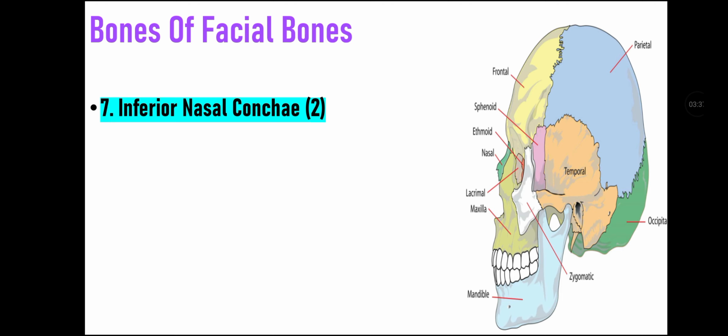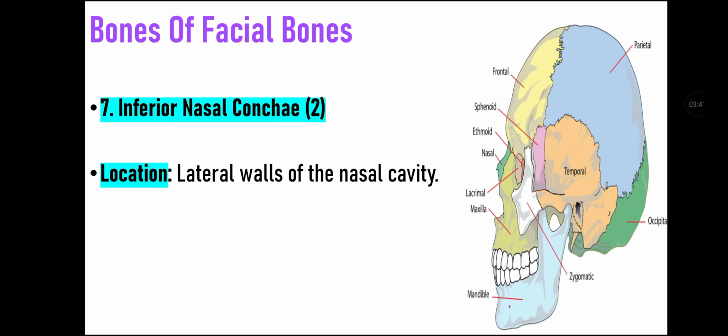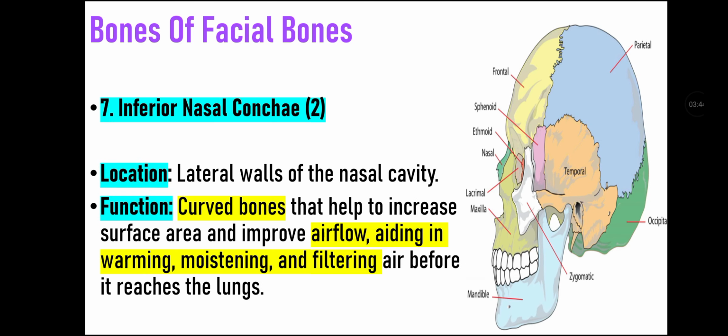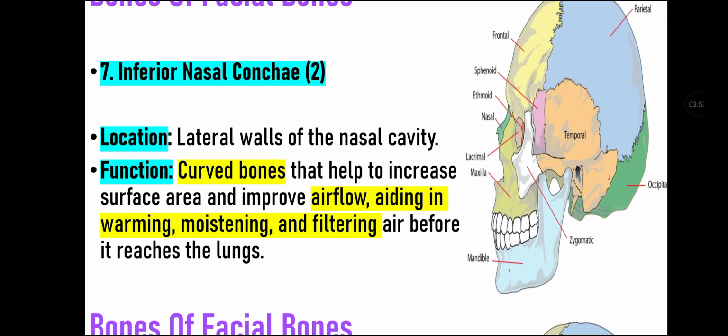Next facial bone we have is the inferior nasal conchae. That is also a paired bone. That means there are two inferior nasal conchae in every skull. They are present at the lateral wall of the nasal cavity, and as they are curved bones, they help to increase surface area and improve airflow, aiding in warming, moistening, and filtering air before it reaches the lungs.